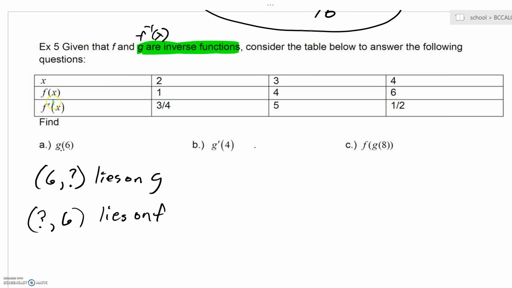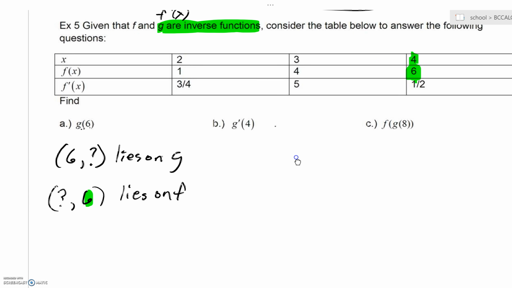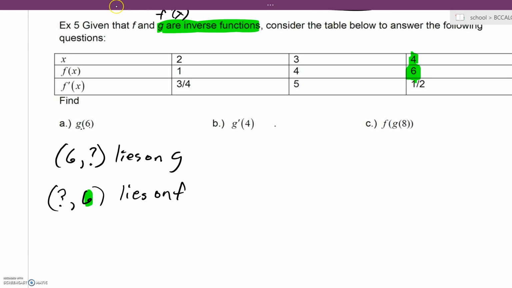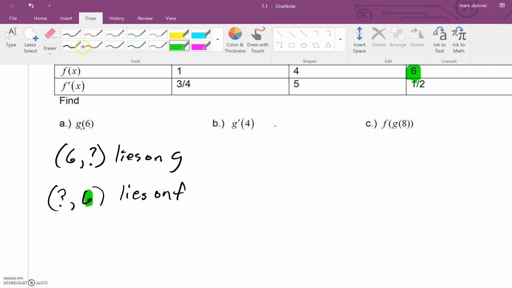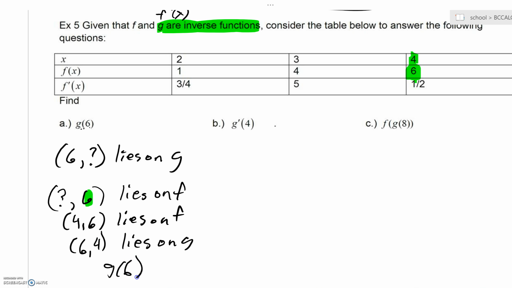Well, you look at your table and say, where is the y value 6? Oh, it's right here. You see that? So what is on f? 4, 6. So all of a sudden you'd say, hey, that's not so bad. I can do that. I'm sorry, I'm having some problems with the pen here. So we could say 4, 6 lies on f from the table. So what lies on g? 6, 4. So guess what g of 6 is? Done.